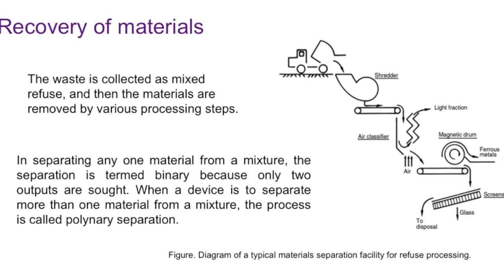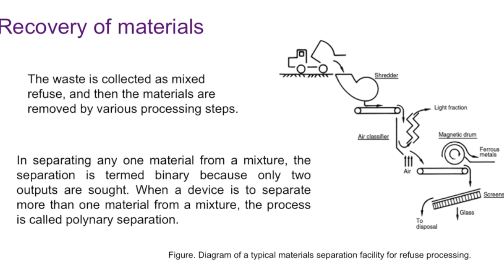In separating any one material from a mixture, the separation is termed binary because only two outputs are sought. Look, this doesn't mean that you only have two types of materials. It means that you have one target material and then the other ones are the rejected ones. So that's why we discuss in terms of binary separation, all right? And this is going to be important when we discuss the design and the mass balances.